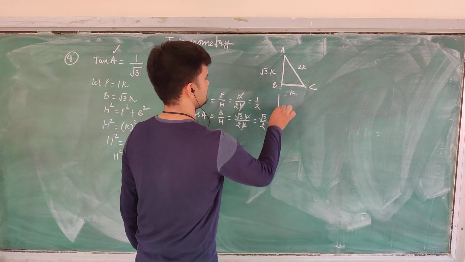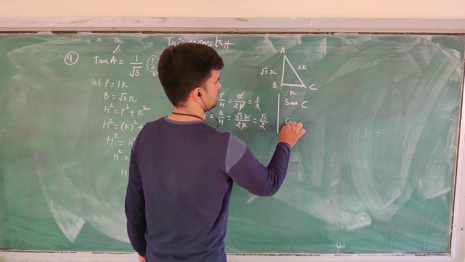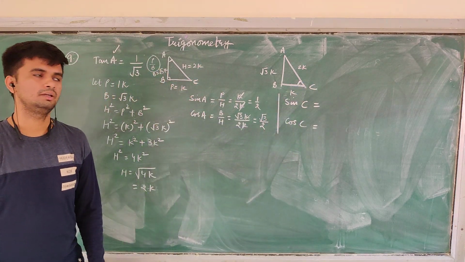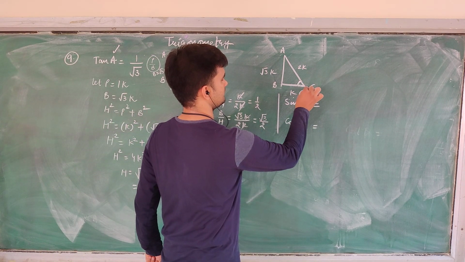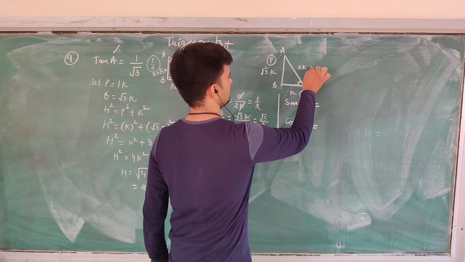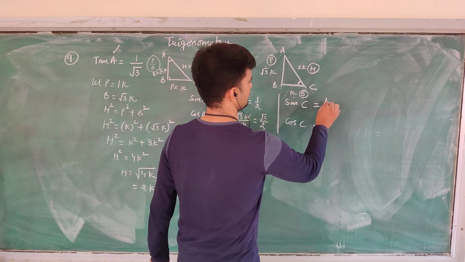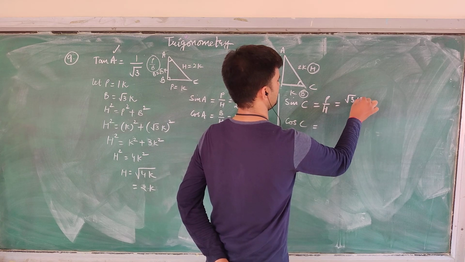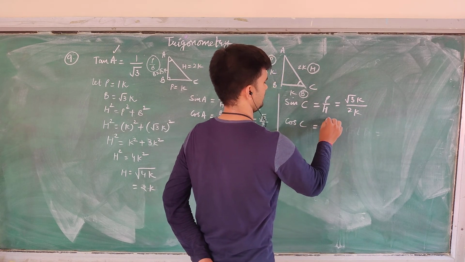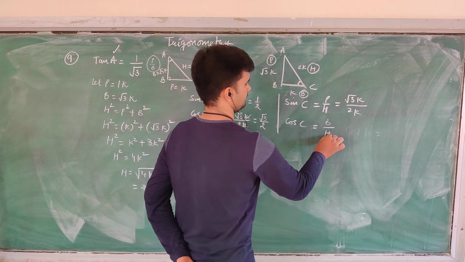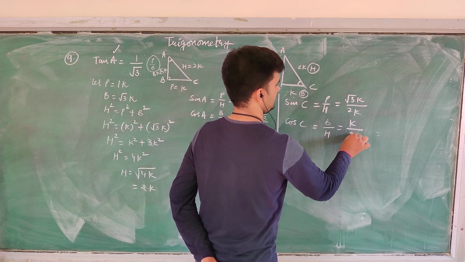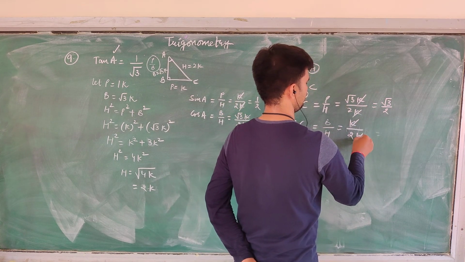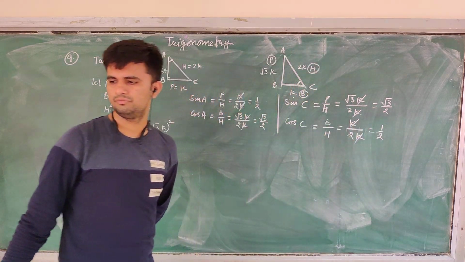Now to find sin C and cos C, see here angle is at point C. It means here BC is the base, AB is perpendicular, AC is hypotenuse. So it is P by H. P is root 3k upon 2k, so root 3 by 2. B by H, it means k by 2k, and it is equal to 1 by 2.